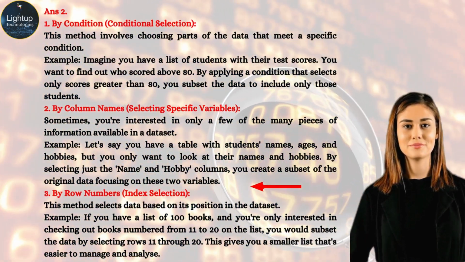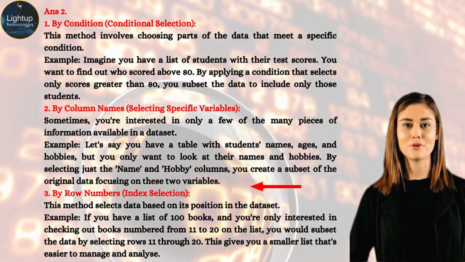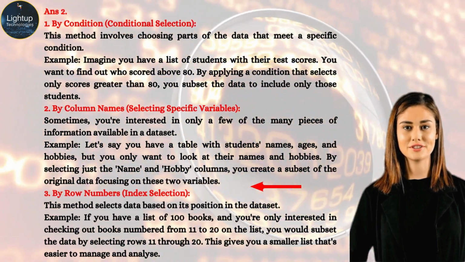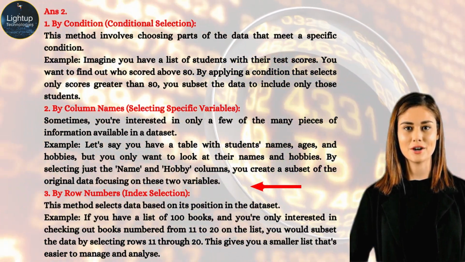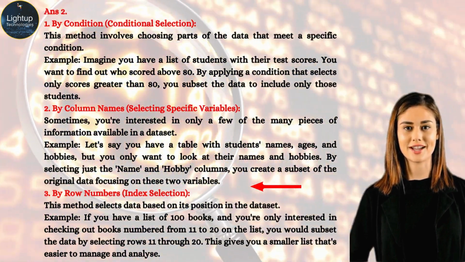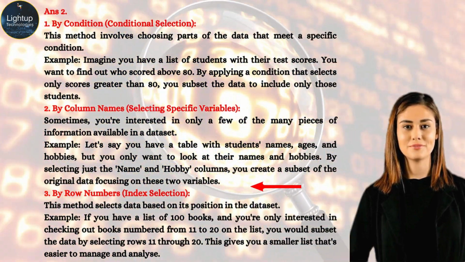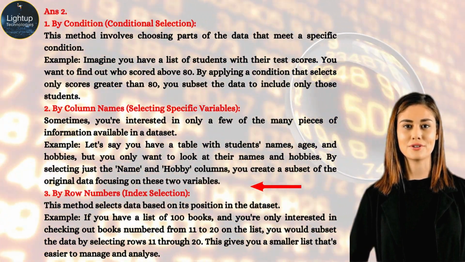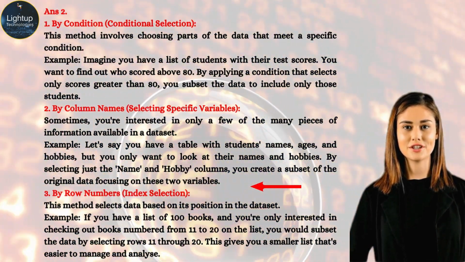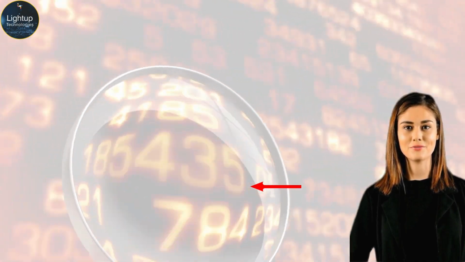variables. By row numbers, index selection. This method selects data based on its position in the dataset. Example: if you have a list of 100 books, and you're only interested in checking out books numbered from 11 to 20 on the list, you would subset the data by selecting rows 11 through 20. This gives you a smaller list that's easier to manage and analyze.